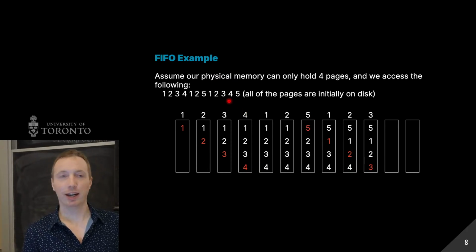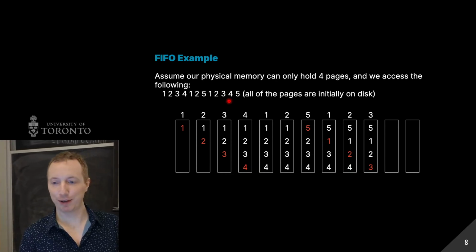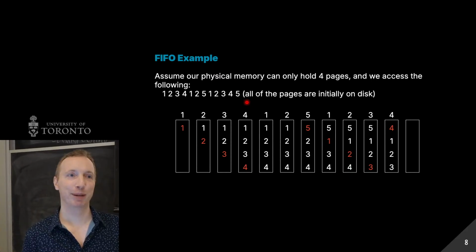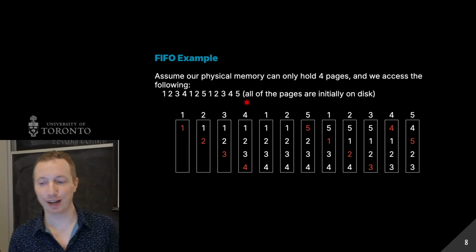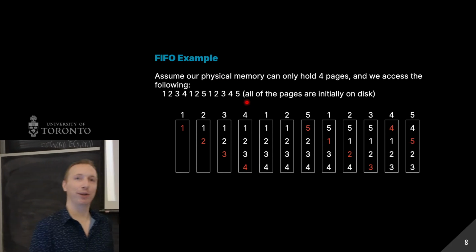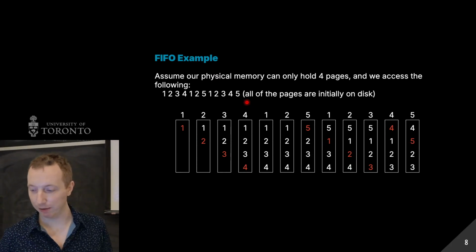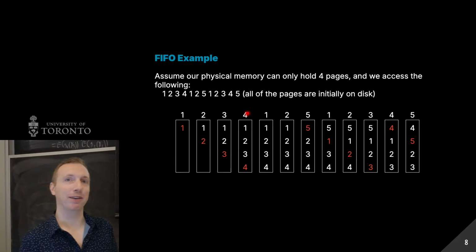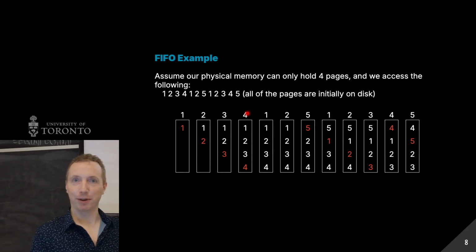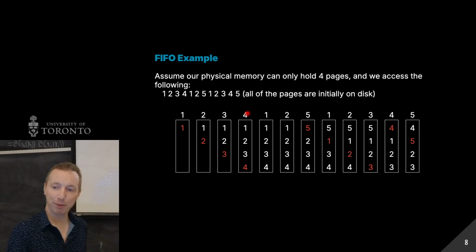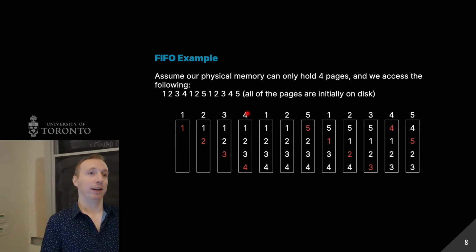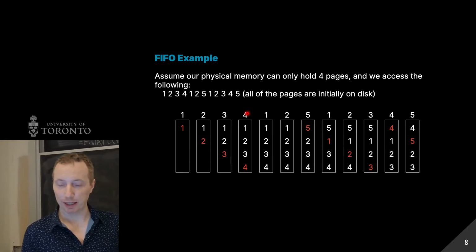Crap, what do I kick out? Page 5. Wow, this sounds bad. Now I access page 5. What do I kick out? Page 1. Right, now it looks like that. Wow, that seemed terrible. How many page faults do I have? 10, right? So 6 optimal, 10 with this, so that seemed pretty bad. So FIFO, probably a bad idea.